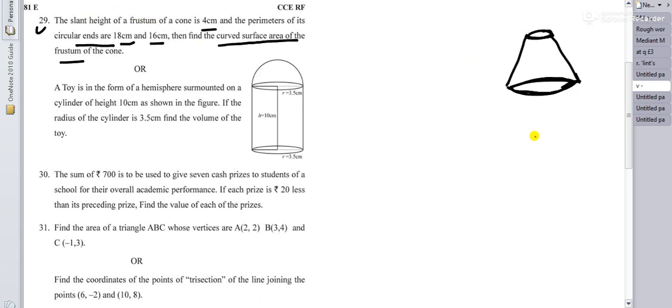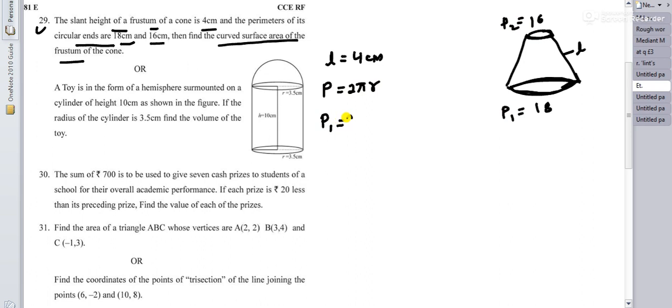What they have given, the slant height, this is called slant height. It is denoted by L, which is 4 cm. Perimeters of its circular ends are 18 and 16, so I will take this as 18 and the smaller one is 16. Let this be P1 and this be P2. What is the formula of perimeter? It is 2 pi r, correct? So what will be P1? It will be 2 pi r1 because this is radius 1 and this is radius 2.